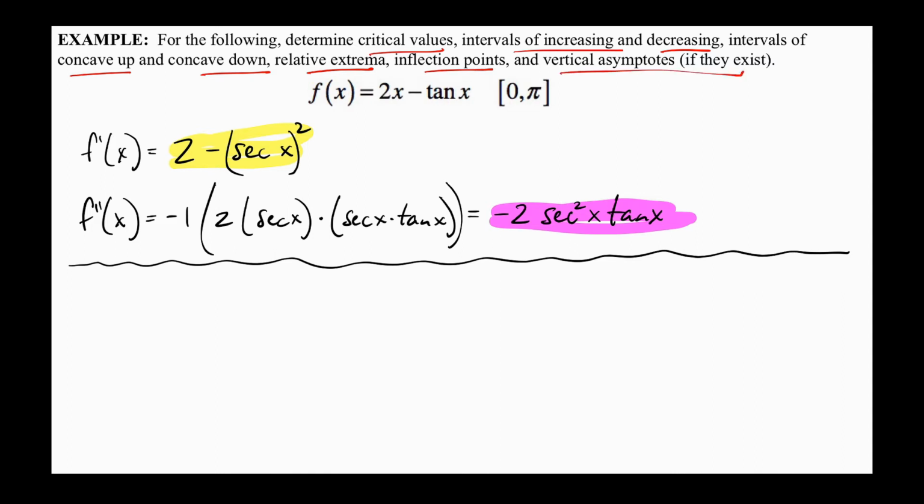So those are the things I need to find. Highlight, underlined in red. I need to find all of those things.